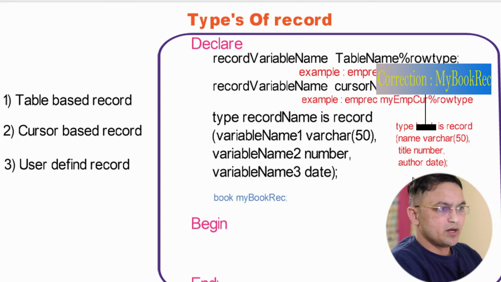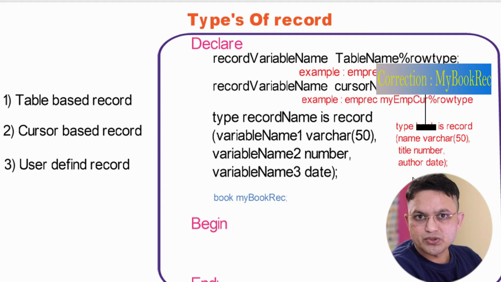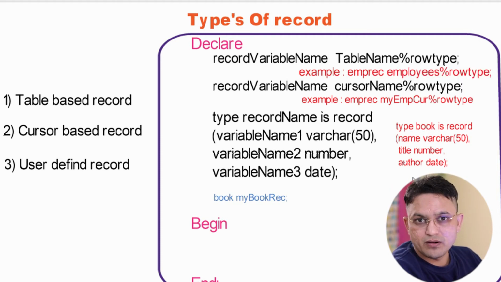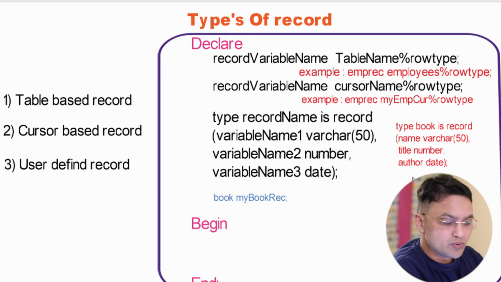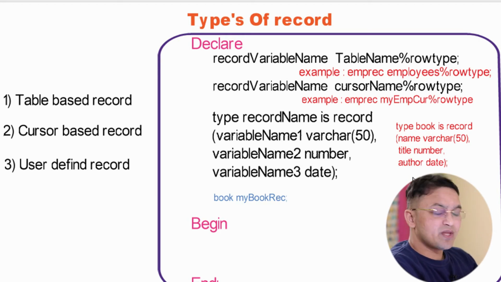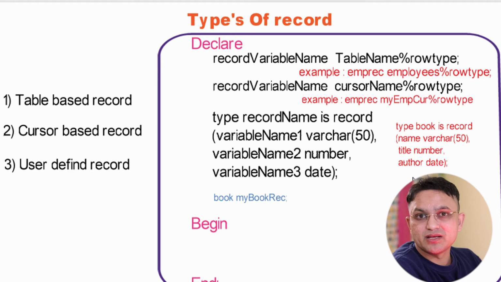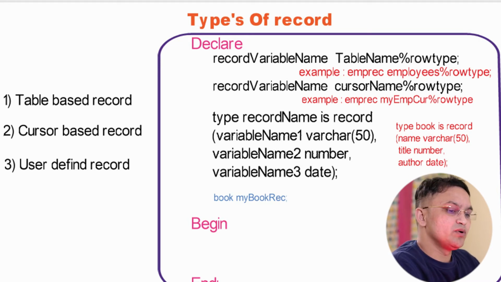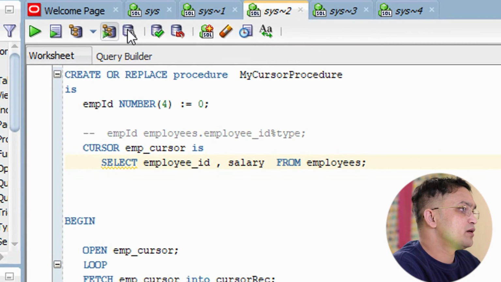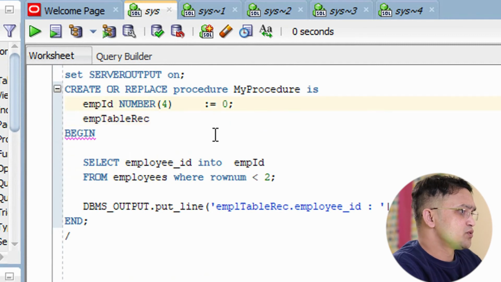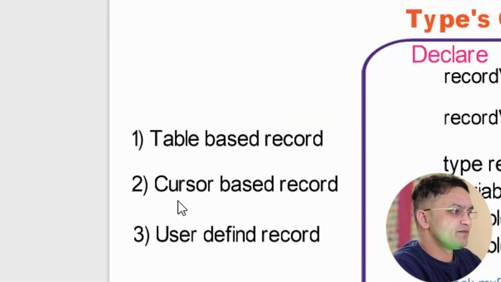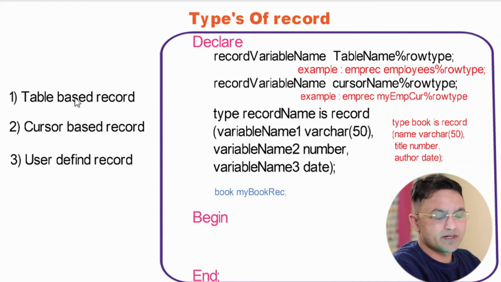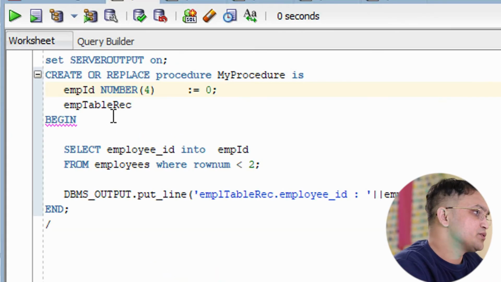Okay, so far I hope you understood what all the types of records are available in PLSQL programming, what exactly a record is, and why exactly we require a record. Okay guys, so far so clear. Now moving on to the next thing, which is your practical example. So let's use all these types of records. Let me explain the very first one, which is your table based record. Okay, so how you can use it.